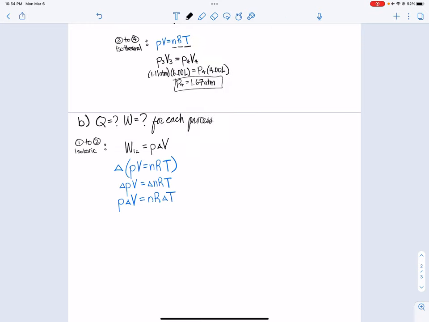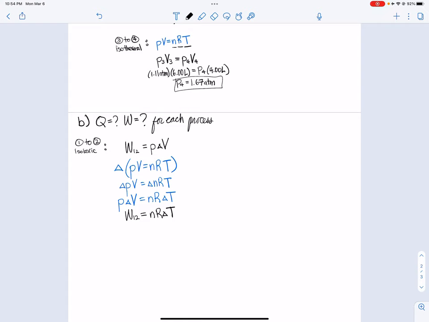Okay. So now that I have that, I could say that work from state 1 to state 2 is equal to P delta V or nR delta T, right? I just brought this down here, but instead of P delta V, I used nR delta T since they're equivalent, okay? So I'm going to plug my values in.